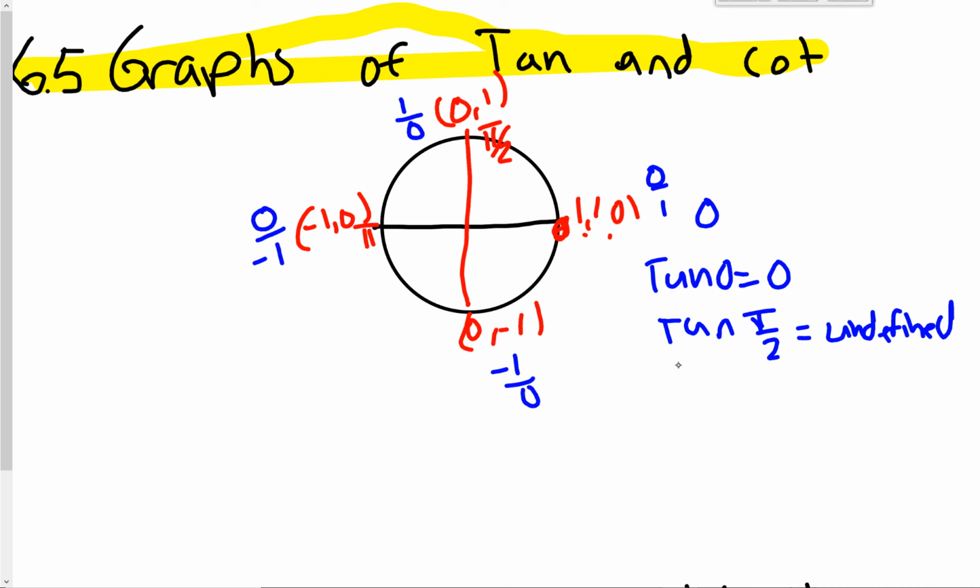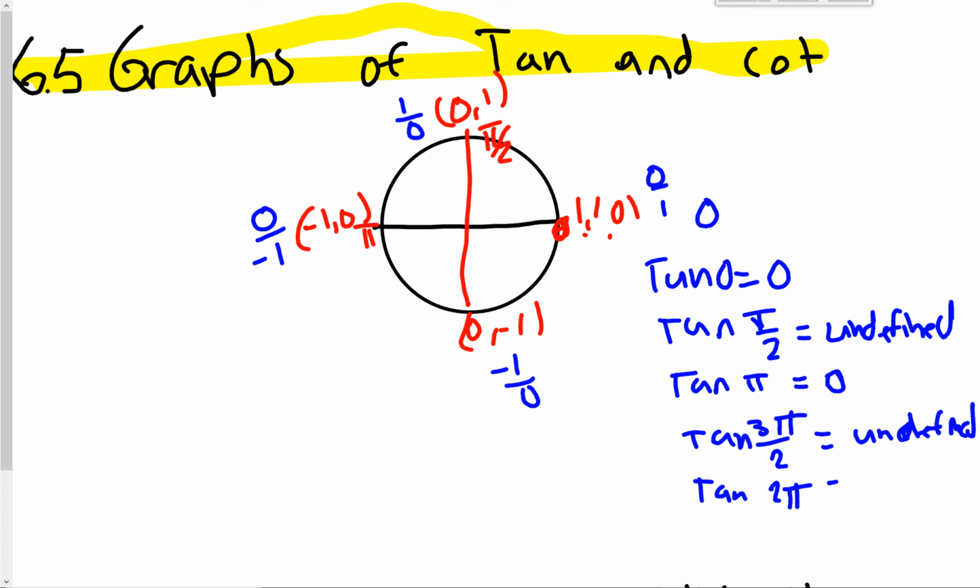And then if I go around, I get tangent of pi, which is 0. Tangent of 3 pi halves is undefined again. And then at 2 pi, we're at 0 again, right? But this time, 0, undefined, 0, back to undefined. So it's already repeating itself. 0, undefined, 0, undefined, and then 0, so it starts to repeat itself again.